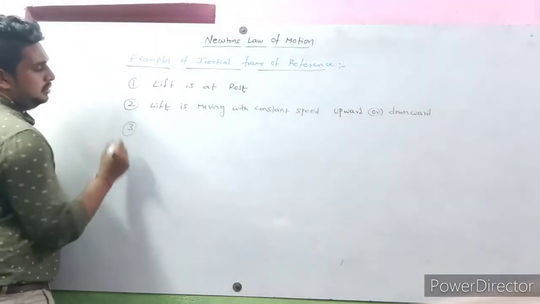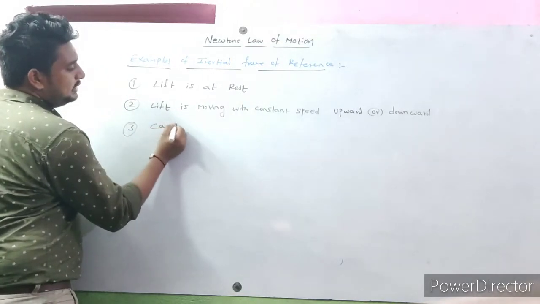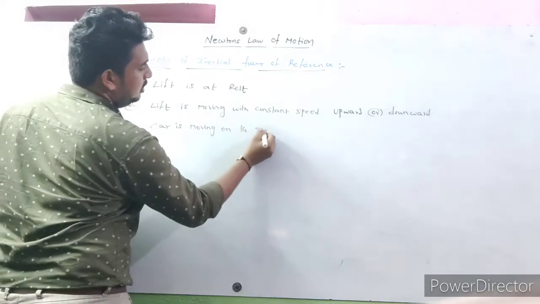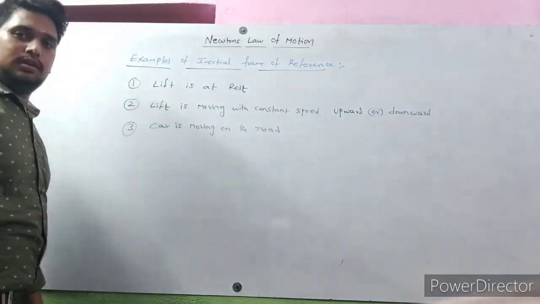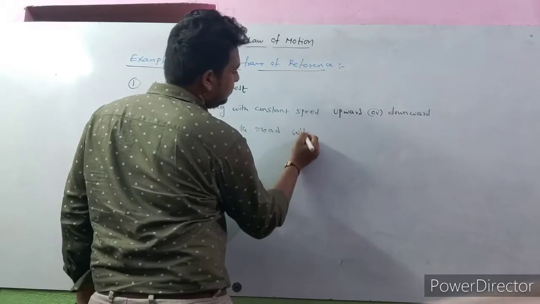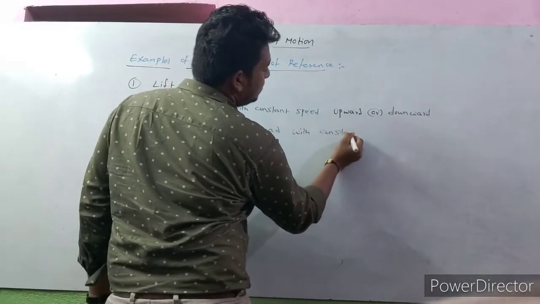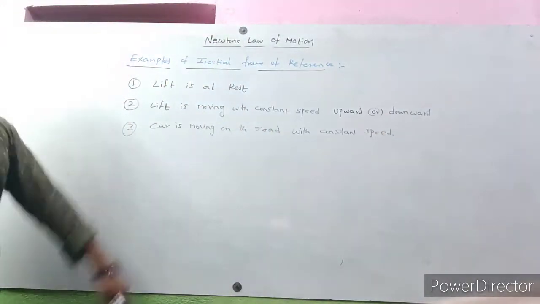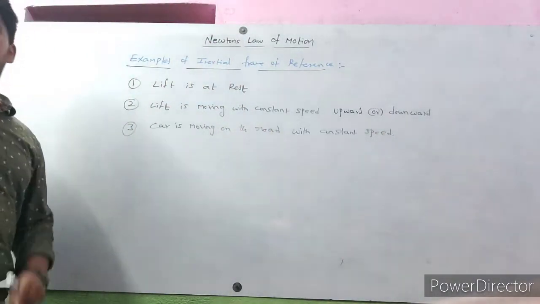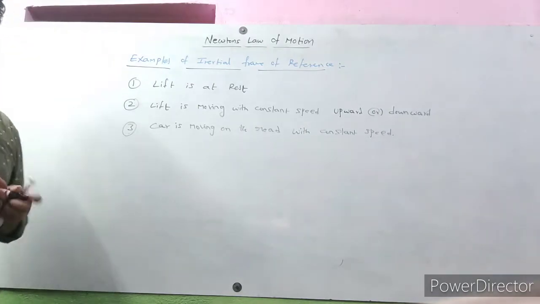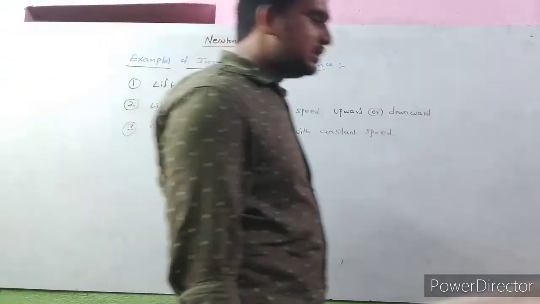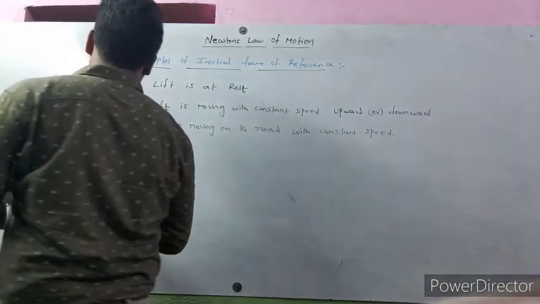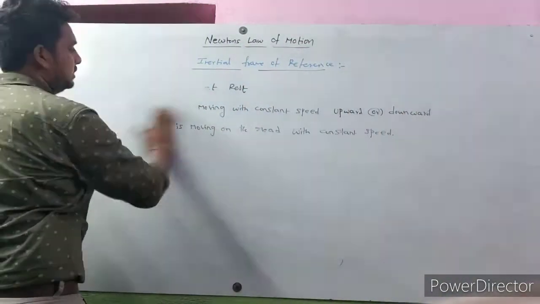Next, a car moving on the road with constant speed. So these are the examples of inertial frame of reference. Next, examples of non-inertial frame of reference, and what is meant by non-inertial frame of reference.